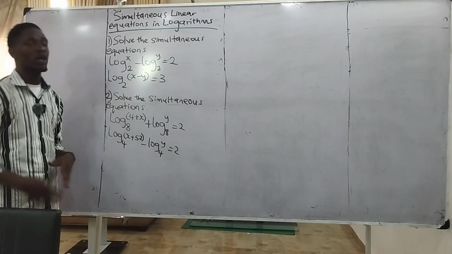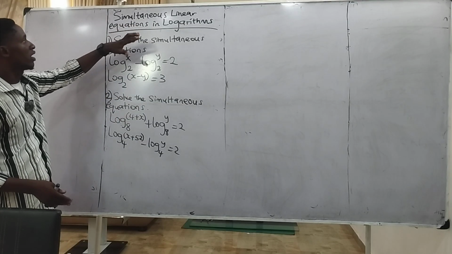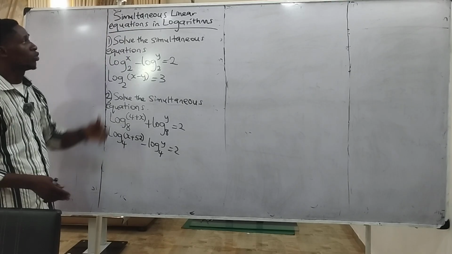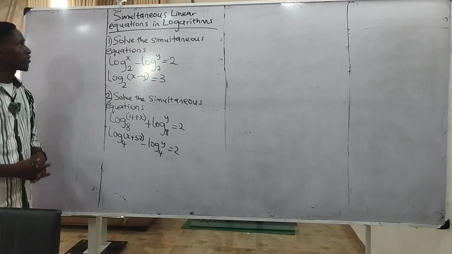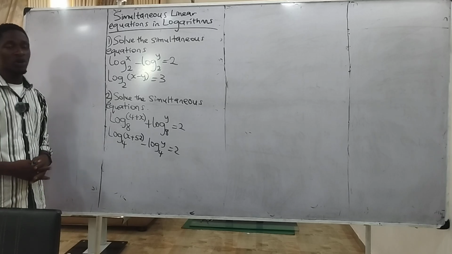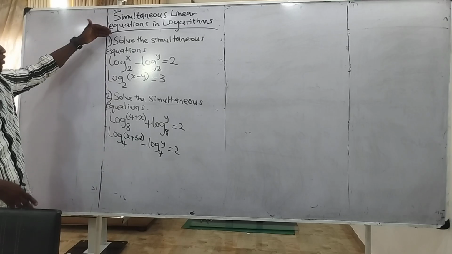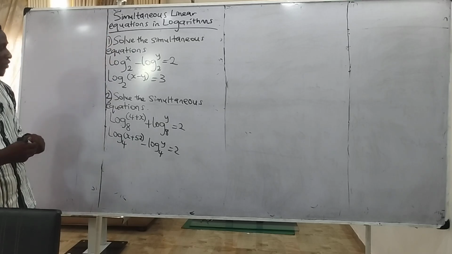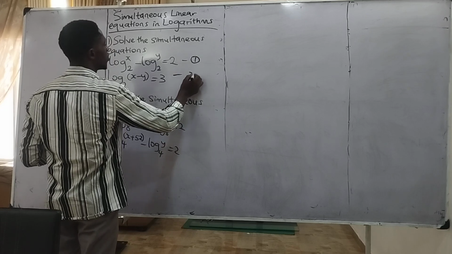So we are still under our logarithm, theory of logarithm. We are going to be looking at questions that involve simultaneous linear equations in logarithm. So let's start with this first one. We also have the ones that will lead to quadratic. We are still coming to that. So we have solved the simultaneous equation. Let's start with the first one. Let's call this one equation 1, equation 2.